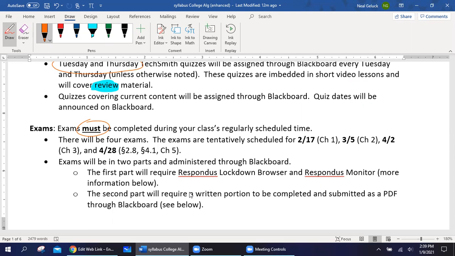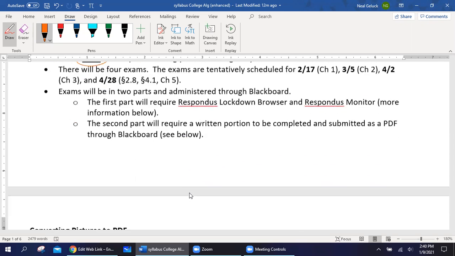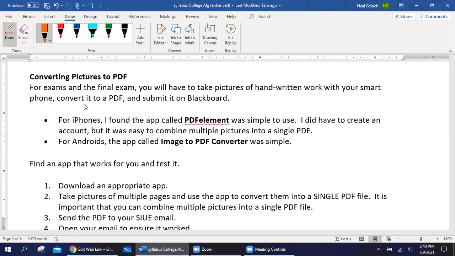The second part will be a written portion that you'll take pictures of, combine those pictures into a single PDF, and submit on Blackboard as an assignment. And then below here are some notes for how to do that. Find what works for you.